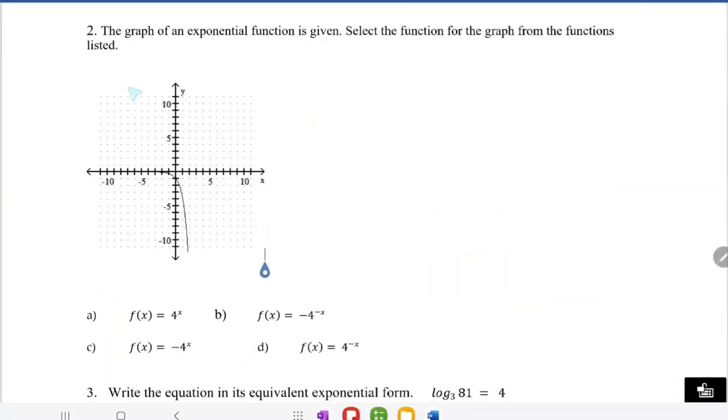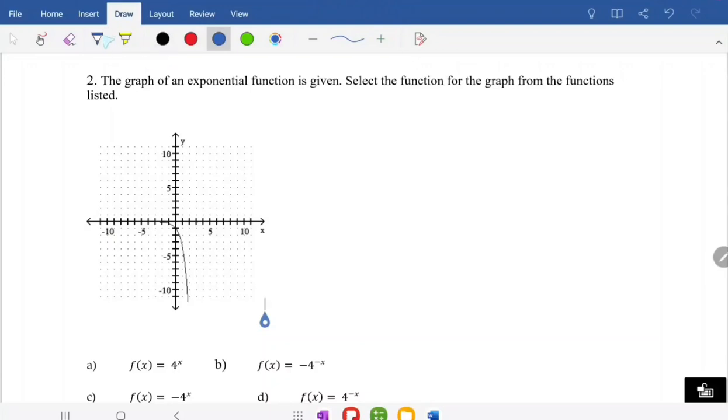Let's work on question number 2, which says the graph of an exponential function is given. Select the function for the graph from the functions listed. So this time we have a graph of an exponential function given to us, and we have to choose the correct function that goes with it. We see that this is some kind of transformation of the base exponential function. The base exponential function would look like this. So let me pull up the pen here. It would look like this.